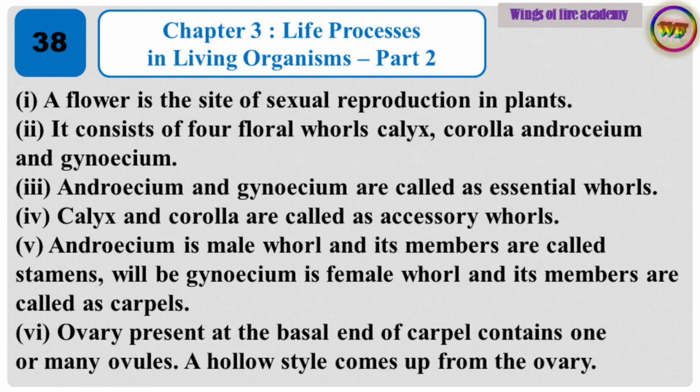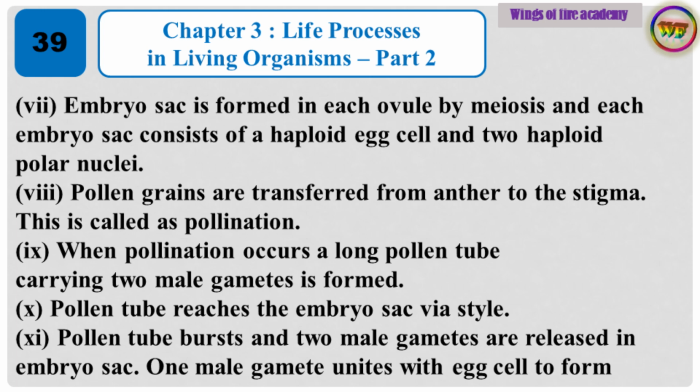Point 6. Ovary present at the basal end of carpel contains one or many ovules. A hollow style comes up from the ovary. Point 7. An embryo sac is formed in each ovule by meiosis, and each embryo sac consists of a haploid egg cell and two haploid polar nuclei. Point 8. Pollen grains are transferred from anther to the stigma. This is called pollination.